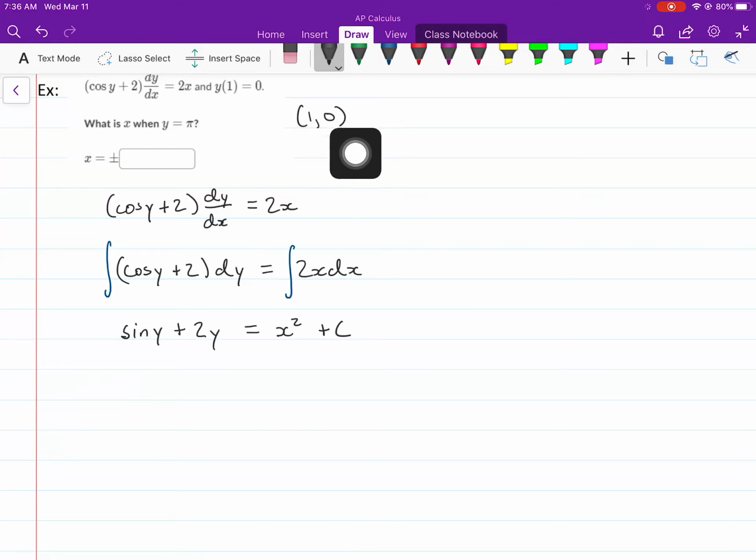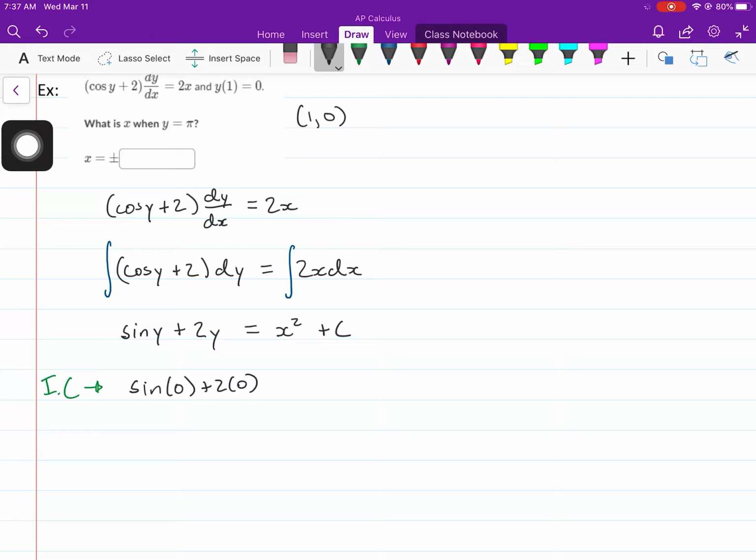So let's go ahead and use our initial condition of 1, 0. So remember, x is 1, y is 0. So using our initial condition on this step right here, I'm going to go ahead and plug in the 0 for y, and the 1 for the x. So sine of 0, if you remember on the unit circle, is right here in this spot. The y value is 0, so that's 0 plus 0 equals 1 plus c. So c is going to equal negative 1.